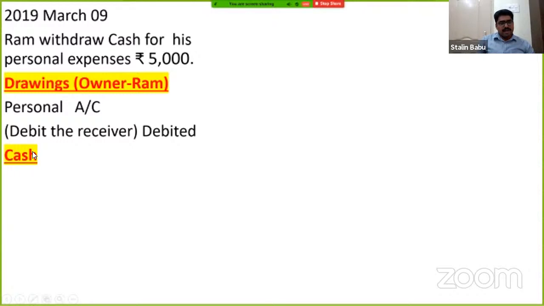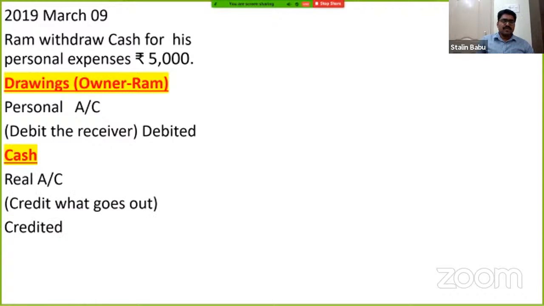Cash comes under real account. What is the real account principle? Debit what comes in, credit what goes out. So here cash is going out of the business, so cash account should be credited. Then what is the entry? Ram's drawings account debit to cash account. The entry is Ram's drawings account debit to cash account.